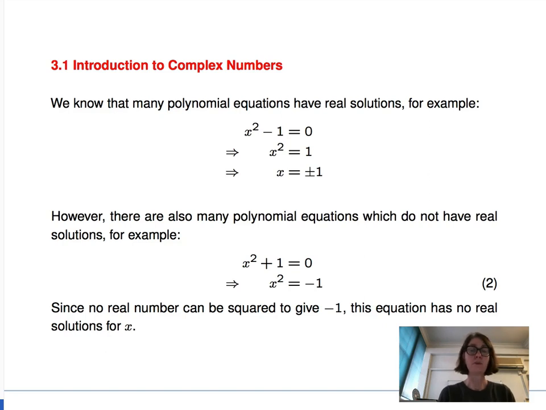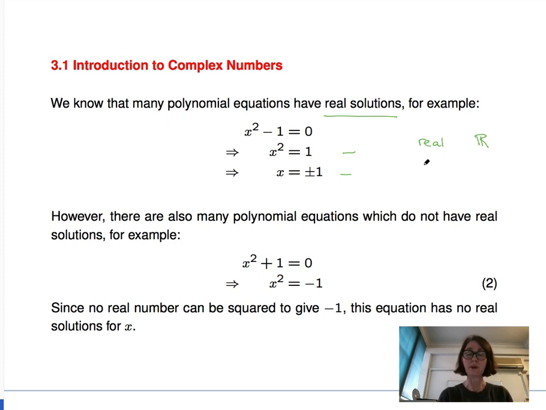So we know from your work at school that many polynomial equations have real solutions, like this one. So if you have the polynomial equation x squared minus 1 equals 0, then we can rearrange the equation to get x squared equals 1, and we know that that equation has solutions x equals plus or minus 1, and we say that those things are real solutions, not because we have solutions that are pretend solutions, but they're real as in they're real numbers rather than any other kind of number system.